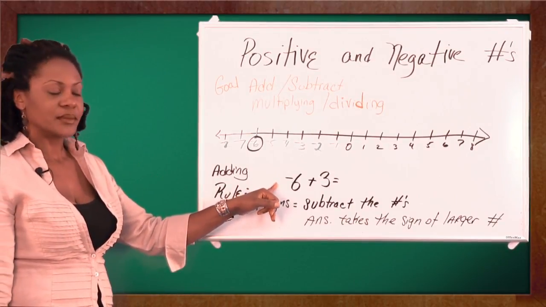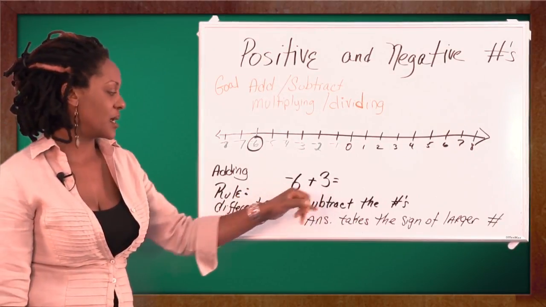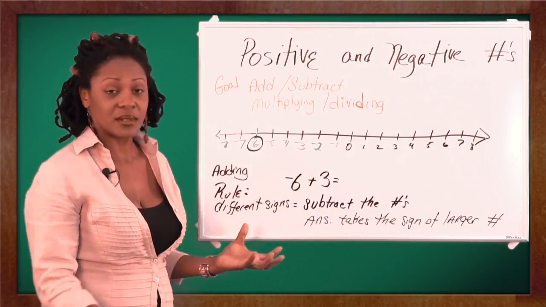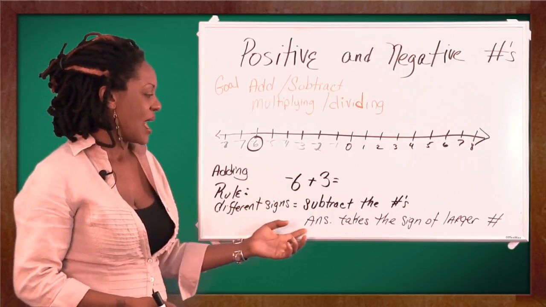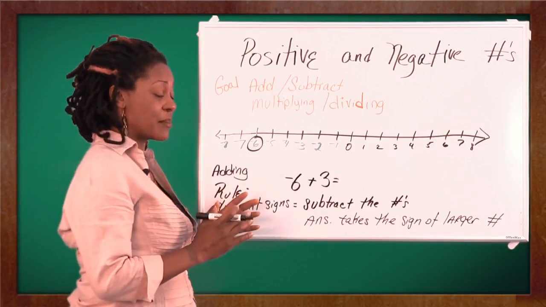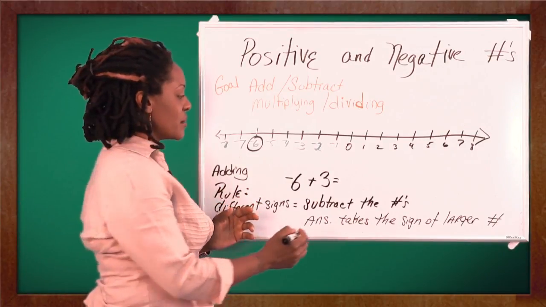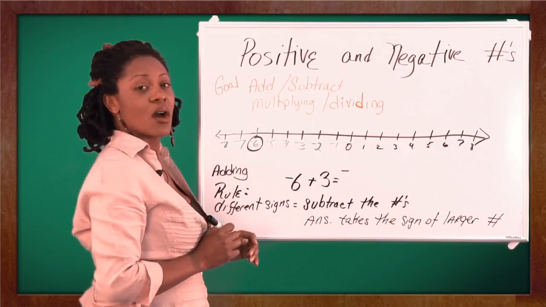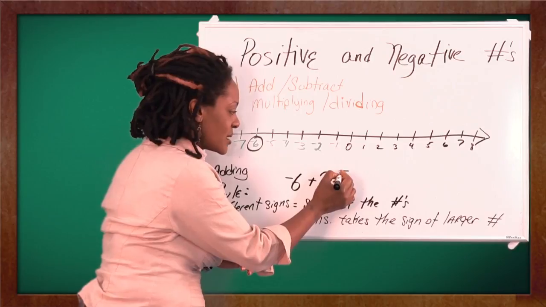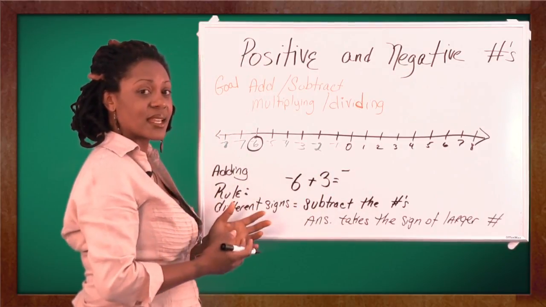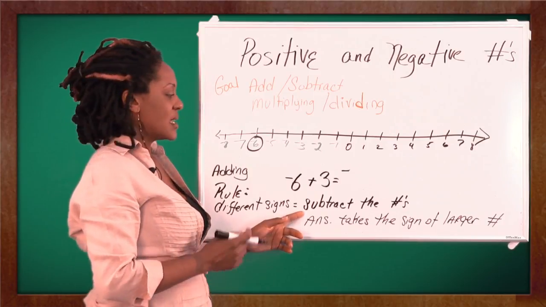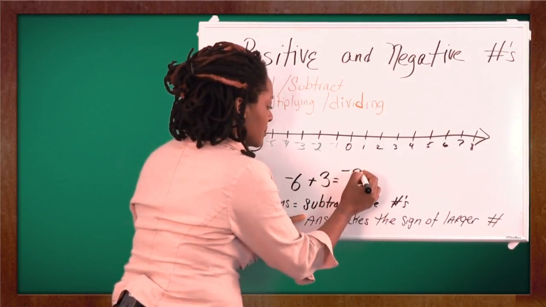Here's our example, -6 plus 3, and our rule says that we subtract the numbers, 6 minus 3, and then the answer that we get takes the sign of the larger number. So again, I pointed out that 6 is still the larger number. It takes the sign, so I automatically know that because these signs are different and this one's larger, I'm going to put this little sign here that shows it's a negative number toward where my answer is going. The rule says subtract the numbers. 6 minus 3 is 3.